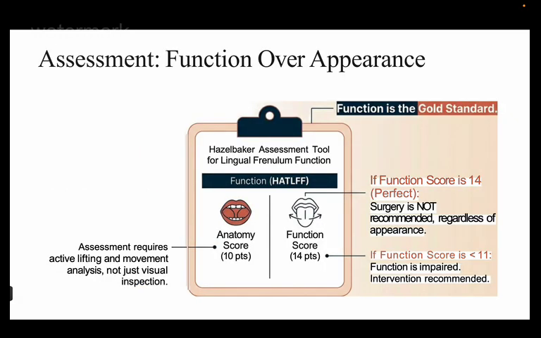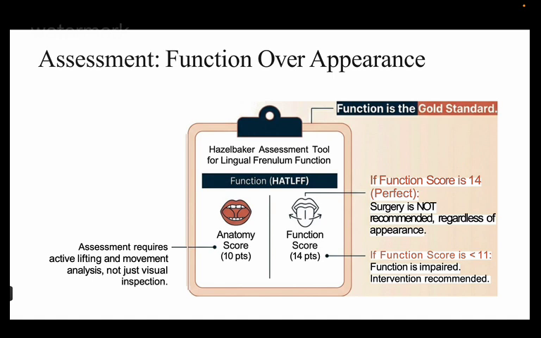So how do you do the assessment? Function over appearance. Appearance is not a problem for ankyloglossia patients. Only when there is a functional deficit does it matter, and that is the gold standard. So function is the gold standard, appearance is not. The Hazelbaker assessment tool for the lingual frenulum attachment is based upon two things: one is the anatomy score and the other is the function score. Assessment requires active lifting and movement analysis, not just visual inspection.